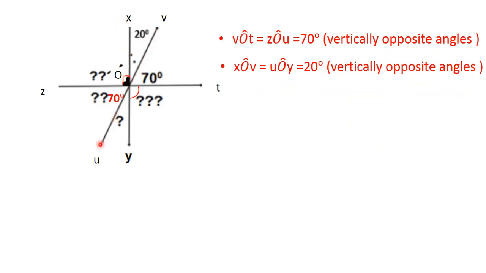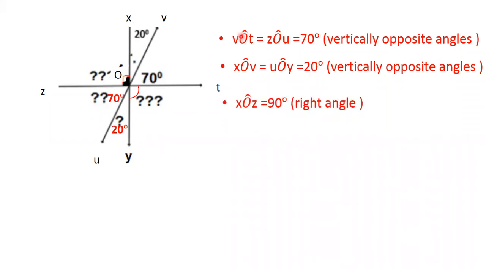Then XOV is equal to angle UOY, equal to 20 degrees, vertically opposite angles. After finding this angle, I'm going to write it down, so it will help me.